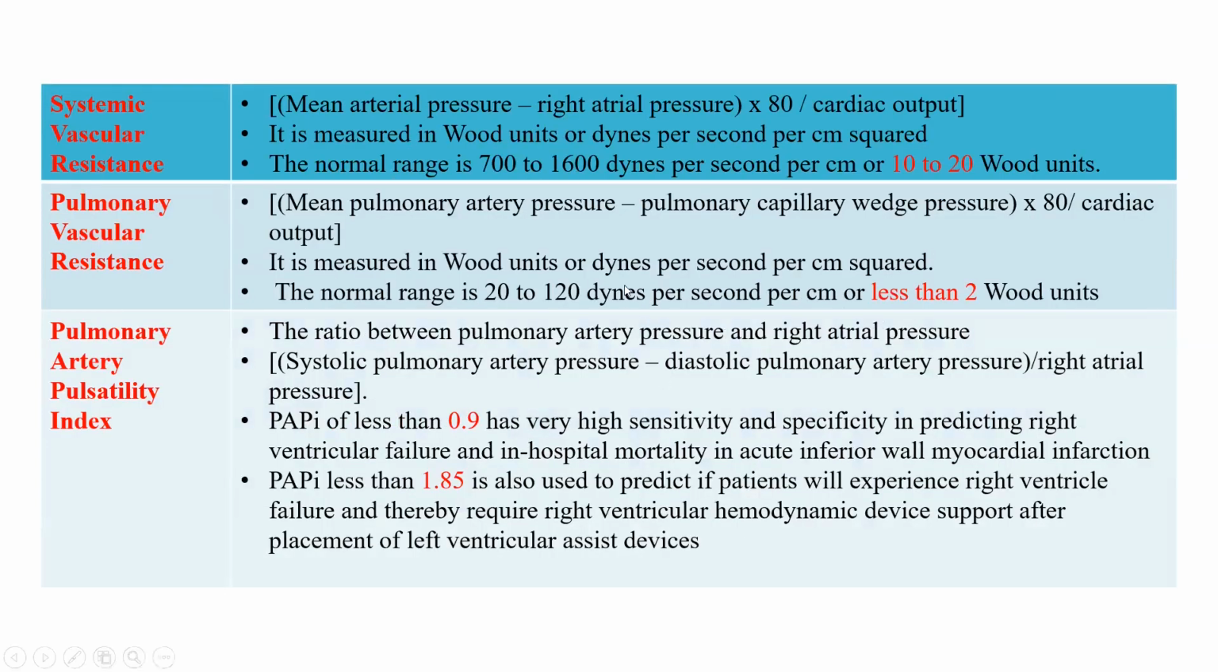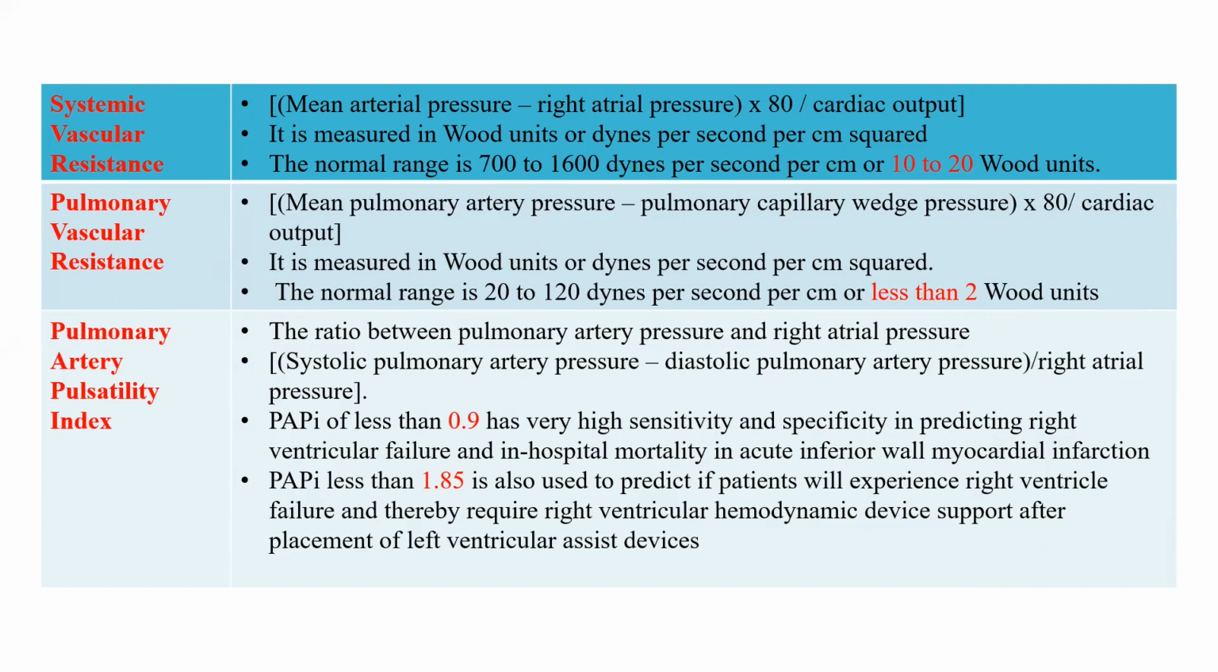Systemic vascular resistance can be obtained by the calculation of mean arterial pressure minus right atrial pressure multiplied by 80 divided by the cardiac output. It's measured in Wood units or in dynes per second per centimeter to the fifth, and normally is around 10 to 20 Wood units. Pulmonary vascular resistance is measured by subtracting the pulmonary capillary wedge pressure from the mean pulmonary artery pressure, multiplied by 80 divided by the cardiac output, and is also measured in the same units, and normally it's less than 2 Wood units.